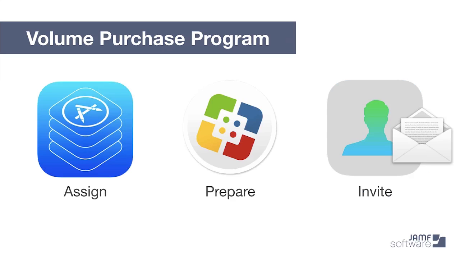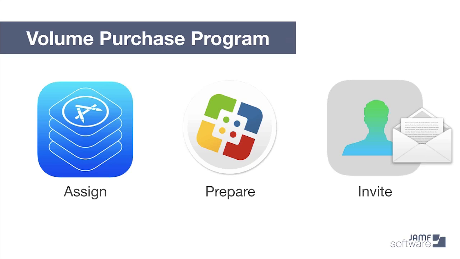The way this works, the volume purchase program, there's kind of three phases. We assign apps. So we purchase and assign those apps to the users in our organization. We're going to use the Casper Suite to prepare for app deployment. And then we're going to invite the users in our organization to join our VPP program and then get access to all the apps that we've assigned.